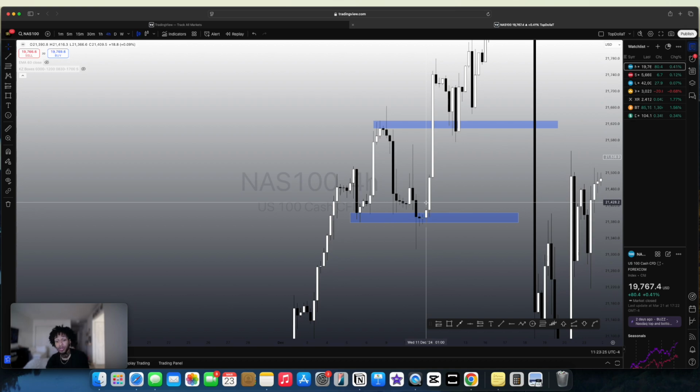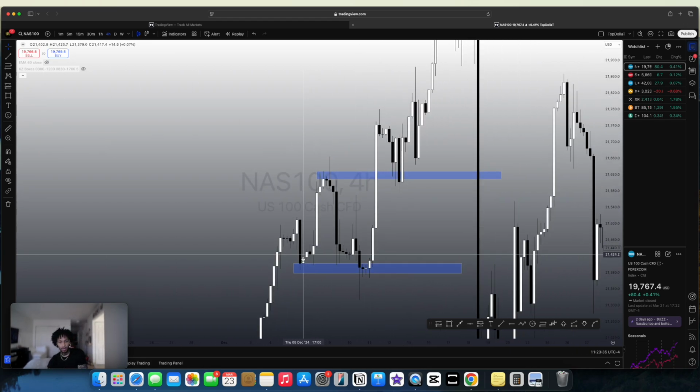Now, it might be a break of structure, right? But it's not a break of momentum. Therefore, this higher low will still be respected and the market is still going up. That is how I identify my structure, right? So we see that it made a higher low, higher high, higher low. It broke the highs, 1, 2, 3 candles. This is a new high. We draw our new zone.